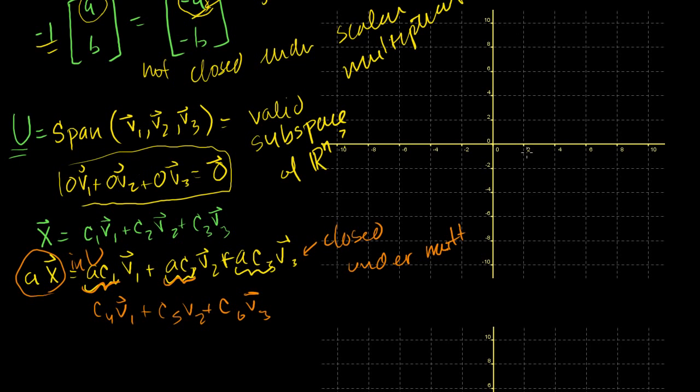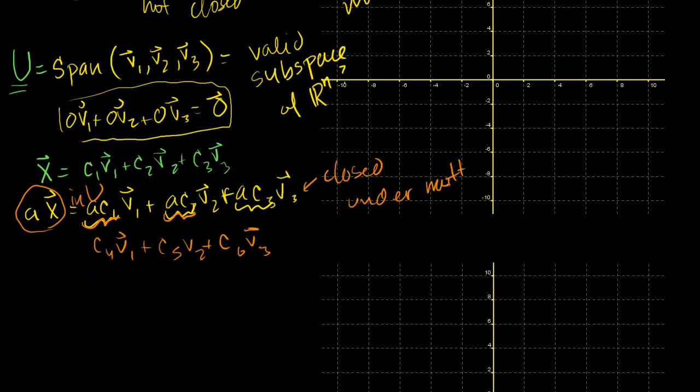Now we just have to show that it's closed under addition, and then we know that the span of any set of vectors is a valid subspace. I did 3 vectors here, but you can extend it to an arbitrary n number of vectors. So let me prove that. We already defined x here. Let me define another vector y that's in U, in the span of these vectors, and it equals, let's say, d1 times v1 plus d2 times v2 plus d3 times v3.